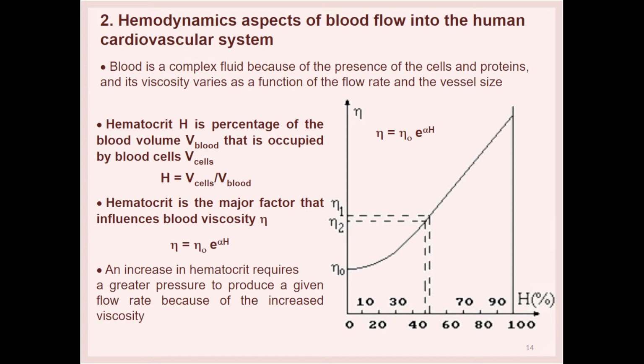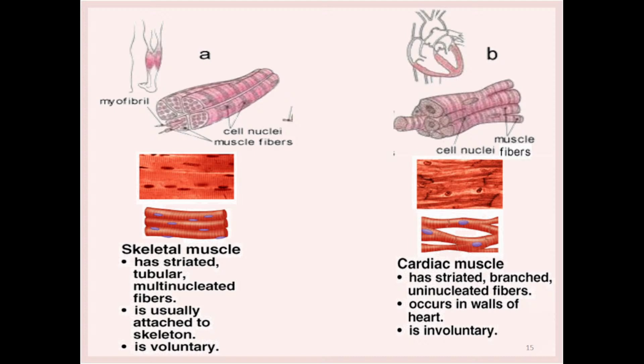An increase in hematocrit requires a greater pressure to produce a given flow rate because of the increased viscosity. So that is why you can see what is the major factor determining the blood dynamic viscosity coefficient. It is the hematocrit.